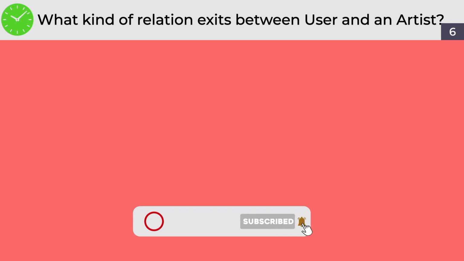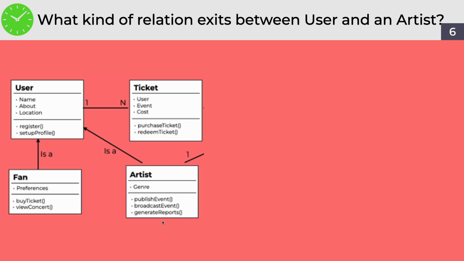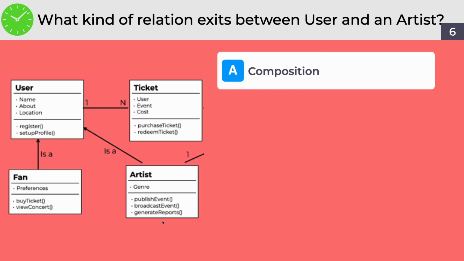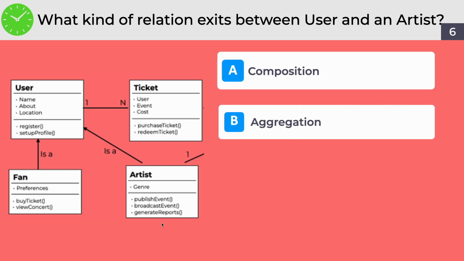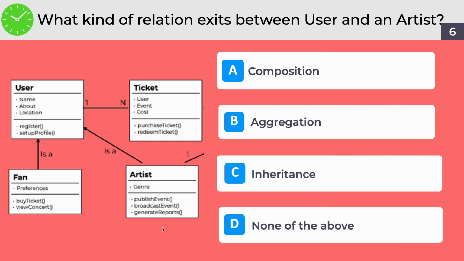Question number 6. What kind of relationship exists between user and an artist in this diagram? Option A, composition. Option B, aggregation. Option C, inheritance. And option D, none of the above. Your time starts now.